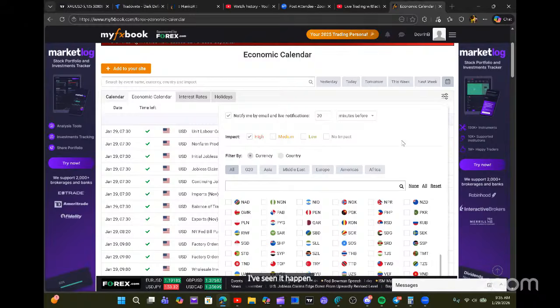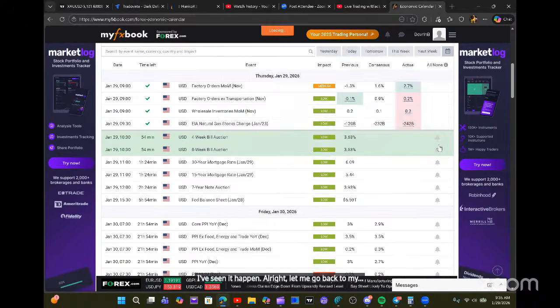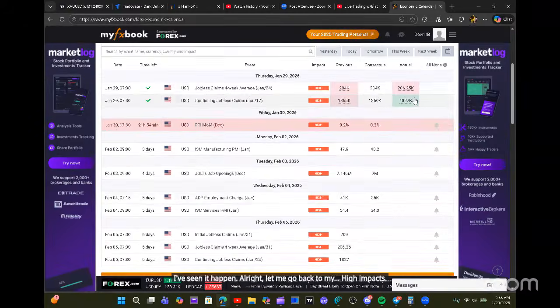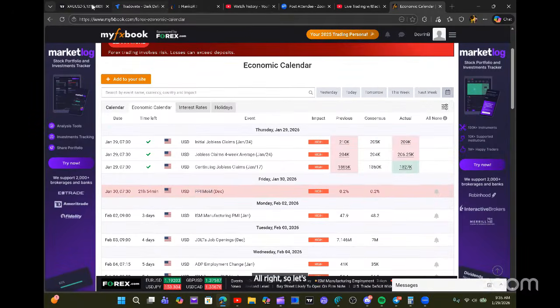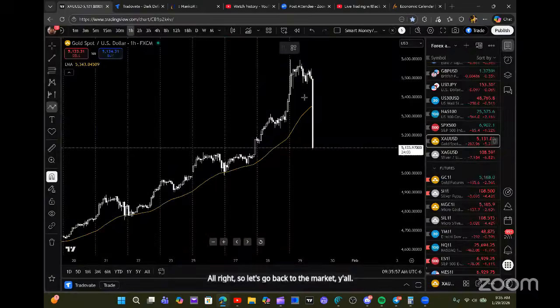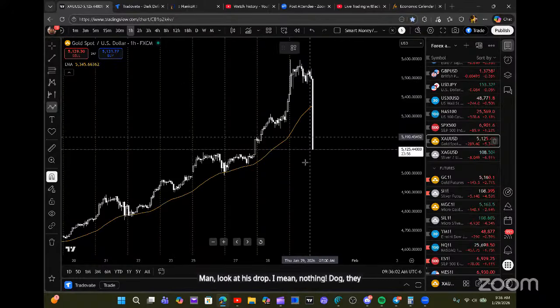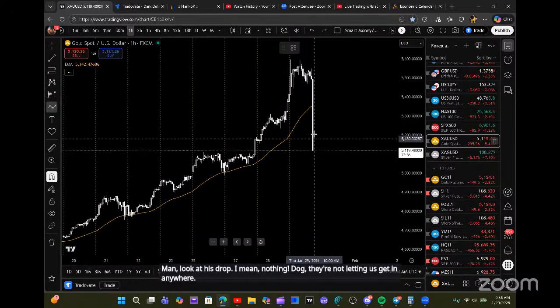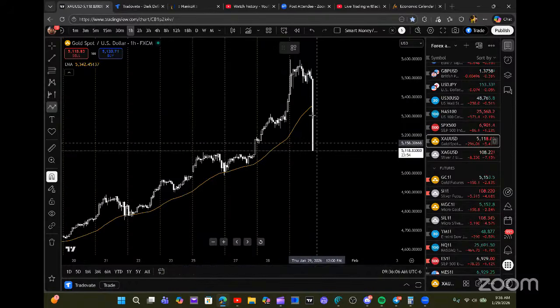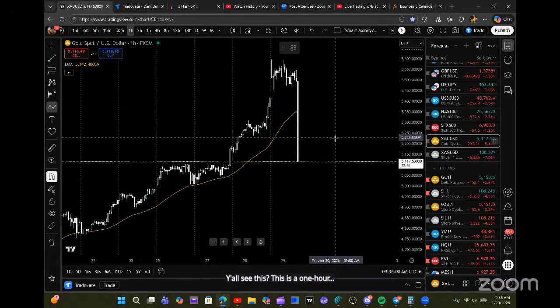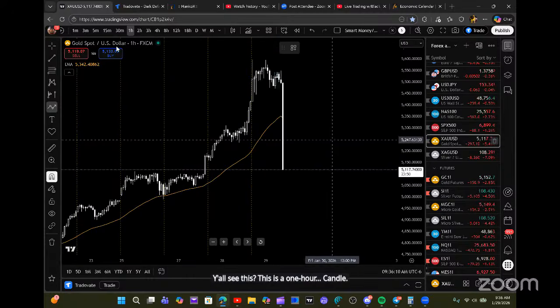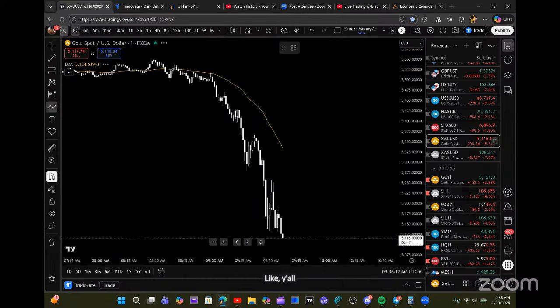All right, let me go back to my high impacts. All right, so let's go back to the market, y'all. Man, look at this drop. I mean, nothing. Dog, they're not letting us get in anywhere. Y'all see this? This is a 1 hour candle. Like, y'all ain't gonna give us nothing?